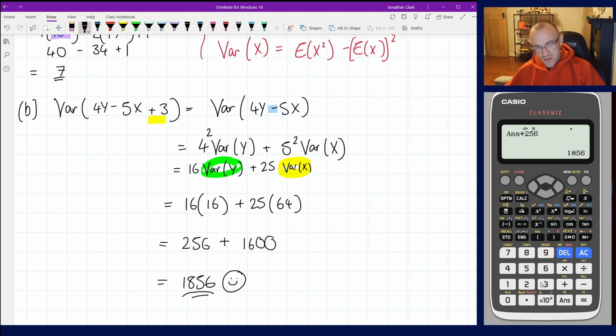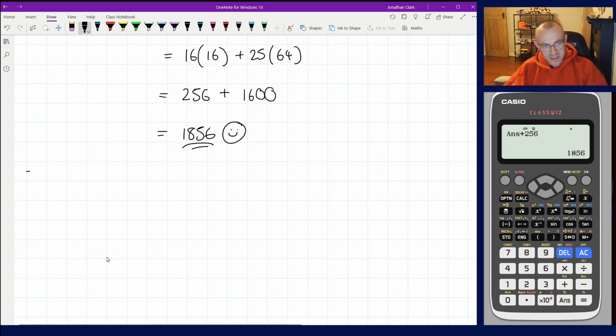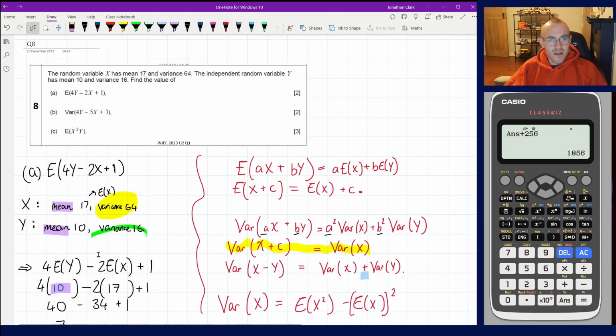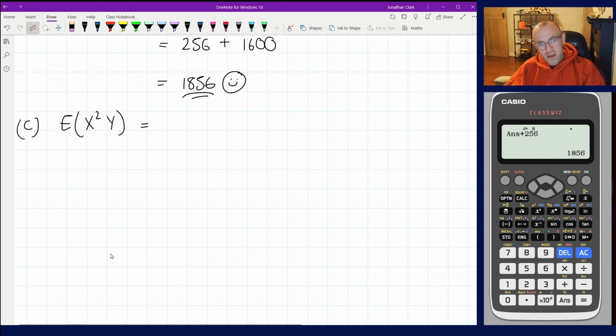Go. That is my variance calculated. Have a look at C. Got the expectation of x squared times y. Right, that's a bit weird, isn't it? Let's try and break this down. So I know that they are independent variables.